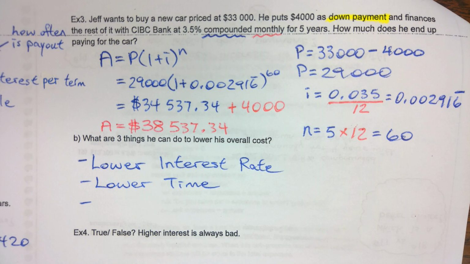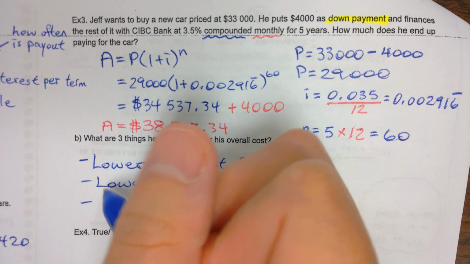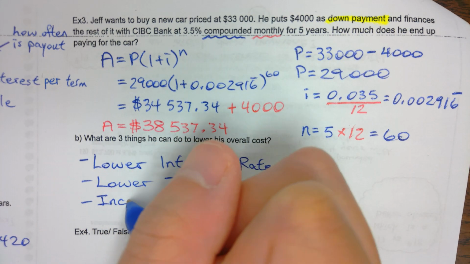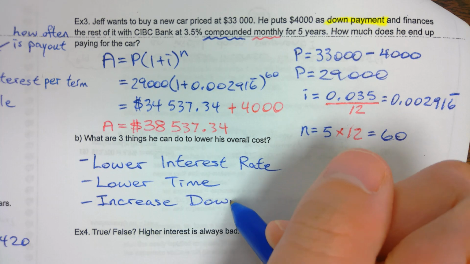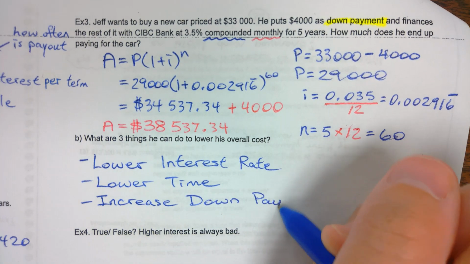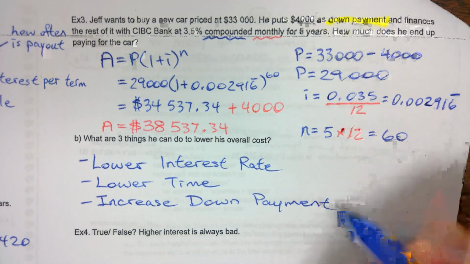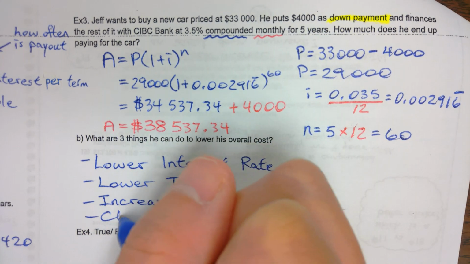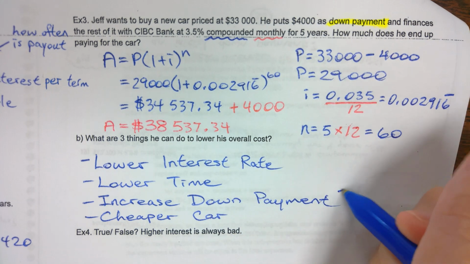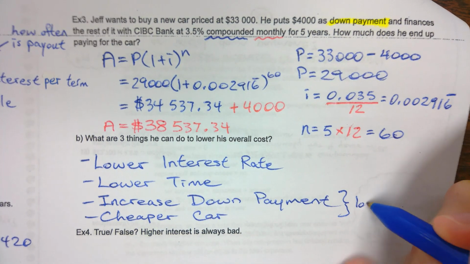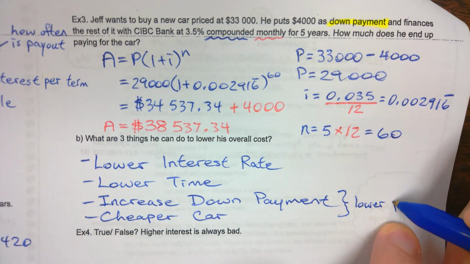Okay. Yeah. Get a cheaper car and increase the down payment. Yeah. So both. So increase down payment. That's actually a big one. EQAO loves asking this question, so that's why I'm going over this with you guys. And or cheaper car. Both of these are to lower your principal.